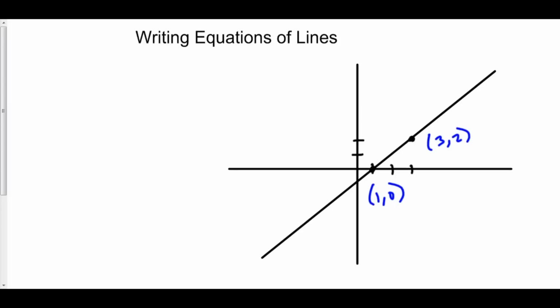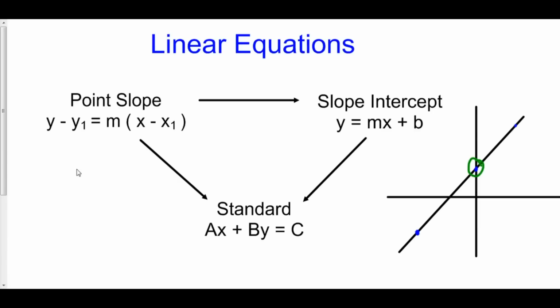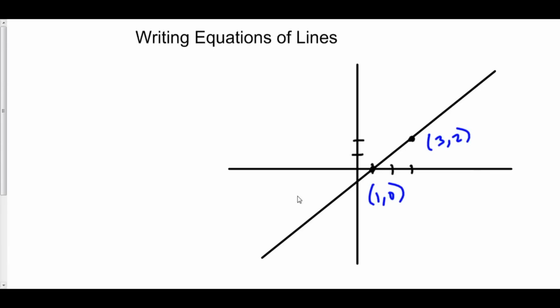How do you write the equation of a line given some information? Here we have a line with points (1, 0) and (3, 2). Now, both of our starter equations, point-slope form, which requires a slope and a point, and slope-intercept form, which requires a slope and the y-intercept, both require a slope. Here, we don't yet have a slope.